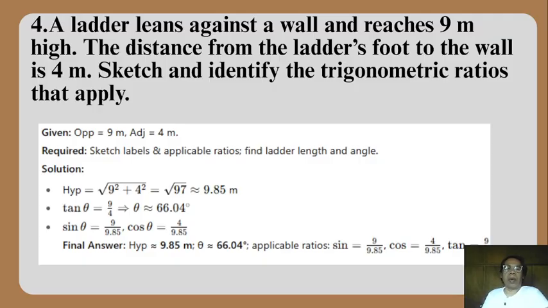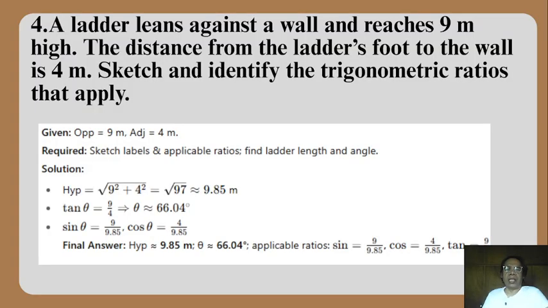Hypotenuse is equal to the square root of opposite squared plus adjacent squared. Substitute the given data for opposite and adjacent. The hypotenuse is approximately equal to 9.85. And to determine the value of the angle, we use tangent theta because we are given the opposite over the adjacent.